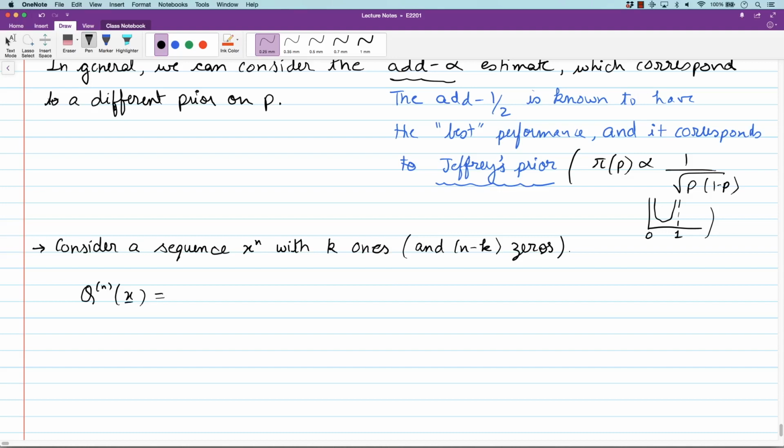So we would like to write an expression for this probability assignment. Let's take some examples to build heuristic. So what is our probability assignment Qn of, let's say, 0, 0, 1, 0?